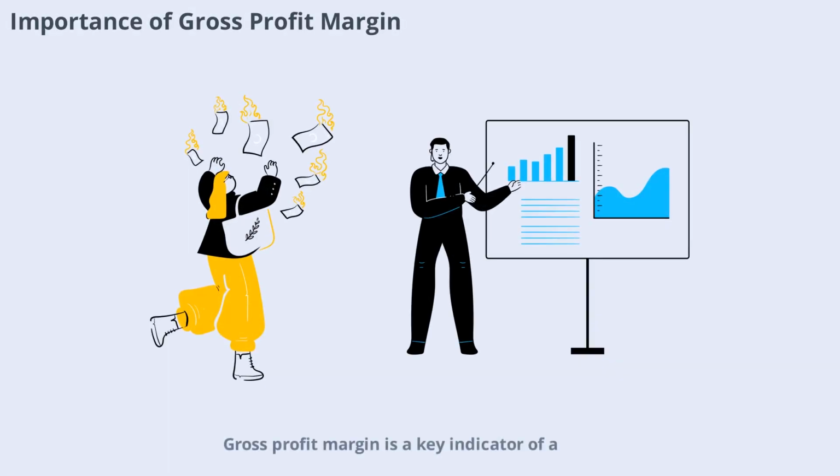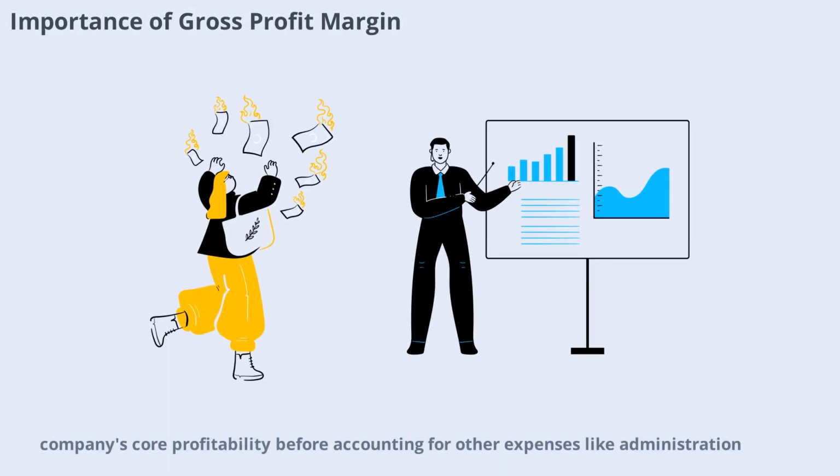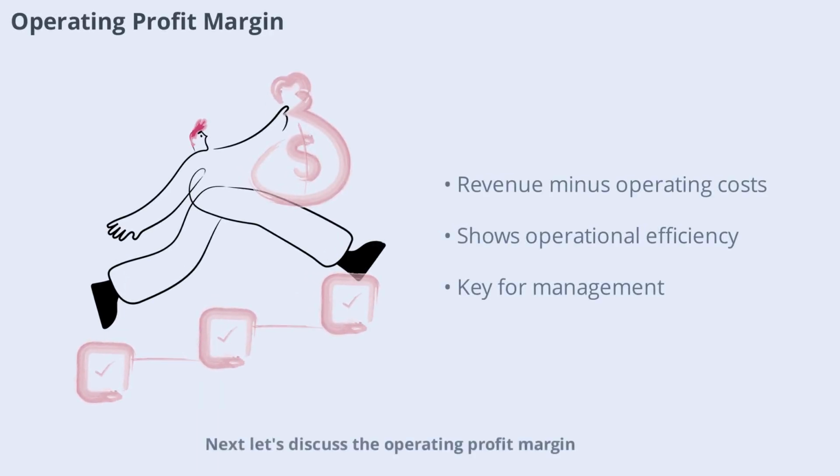Gross profit margin is a key indicator of a company's core profitability, before accounting for other expenses like administration, marketing, or taxes. It helps businesses set pricing strategies and control production costs. Investors look at the ratio to assess whether a company can sustain its operations and remain competitive. A declining gross profit margin may signal rising costs or pricing pressures, while a stable or increasing margin suggests effective cost management.